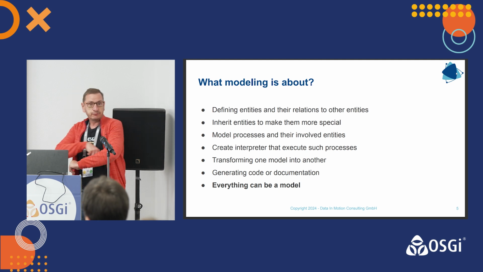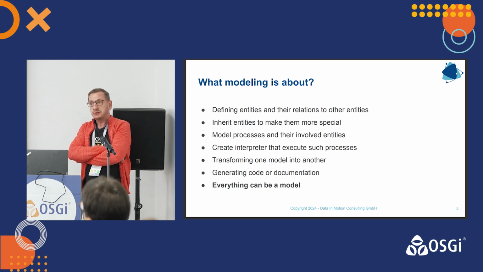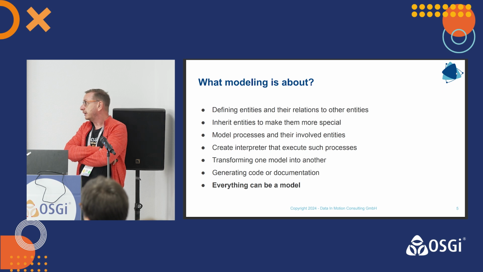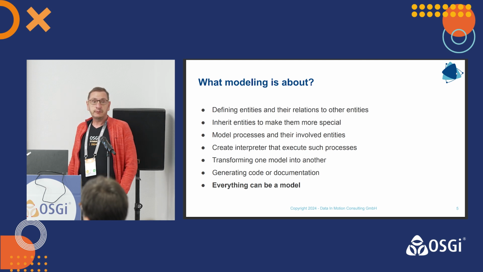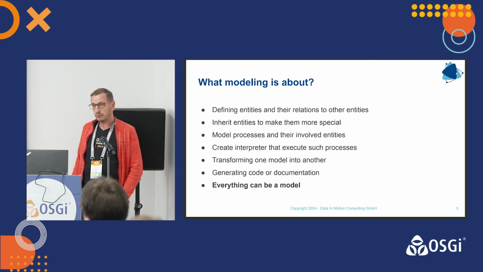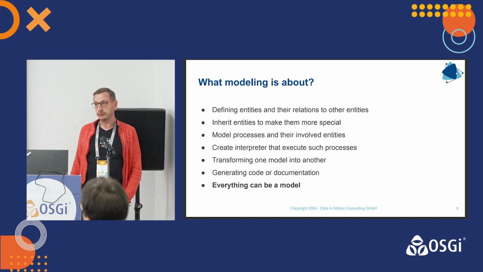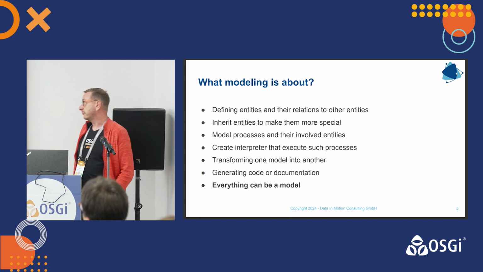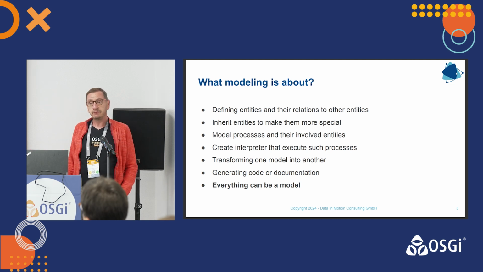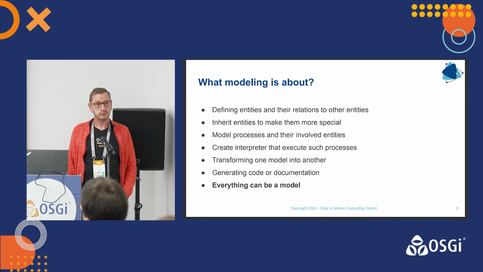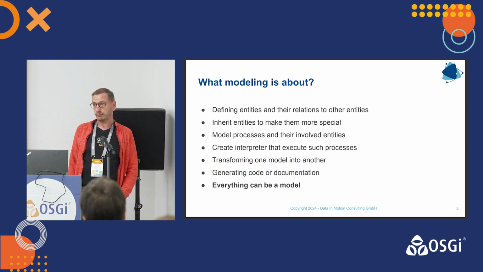So what does that mean for a city? Modeling is about defining entities and their relations to other entities. Maybe you have a tree, or a building, or an area, or a trash can. You can inherit from entities. Maybe you have a special trash can for paper, or for glass, or something like that. You can also model processes where these entities are involved, emptying a trash can, for instance.